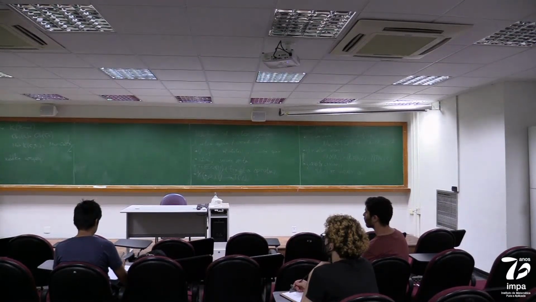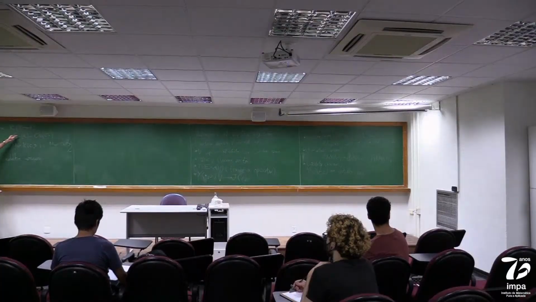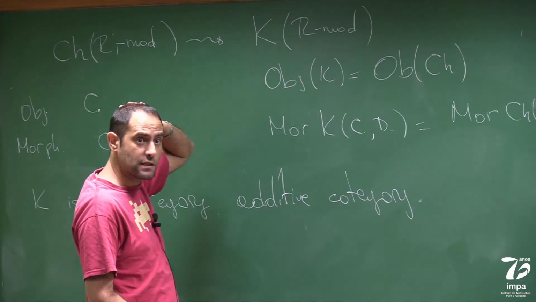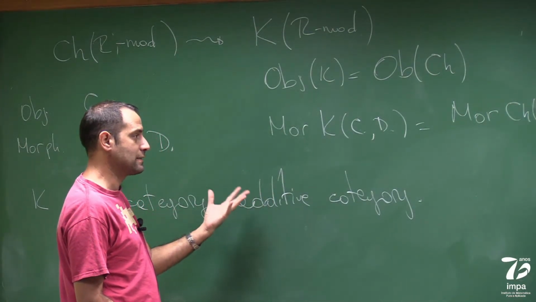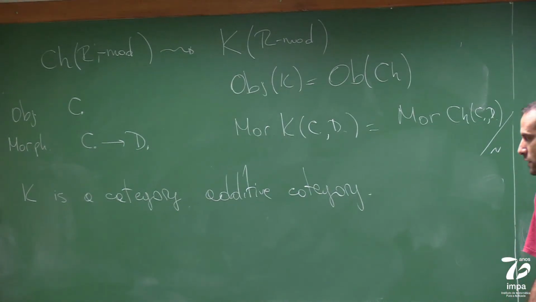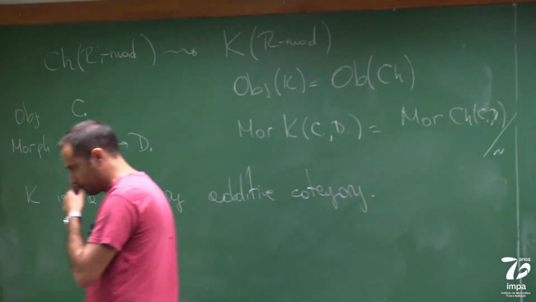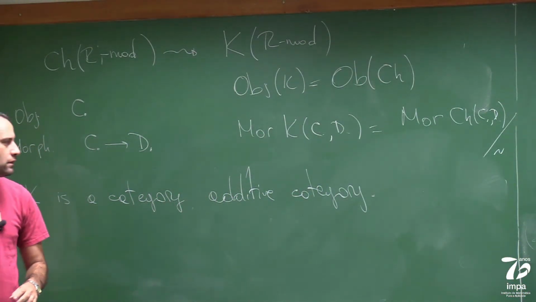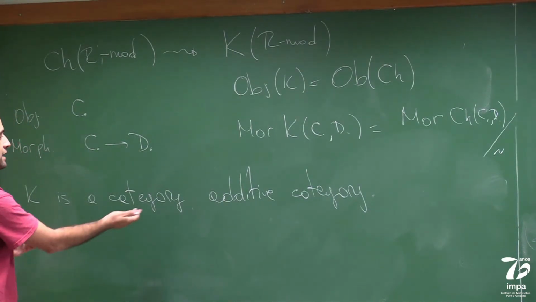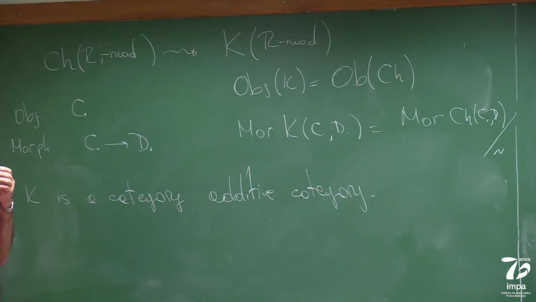...longer an abelian category. So the property of K being abelian depends on the category that you started with, on R in this case. It depends on the ring. So that's why there might be something in trying to prove that K is not abelian. Let's do some of the checks that K is a category and it's an additive category.